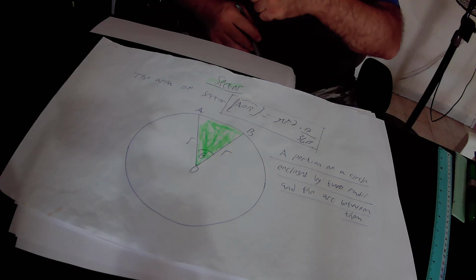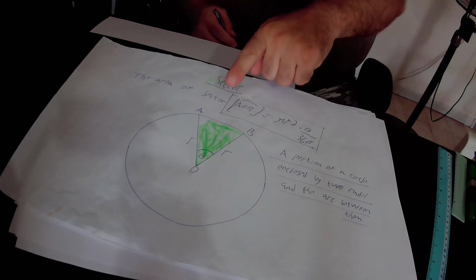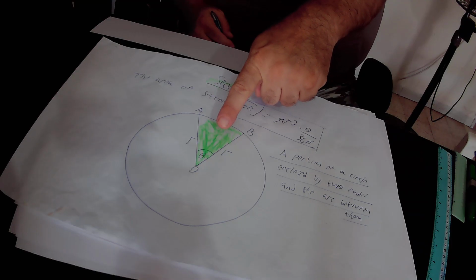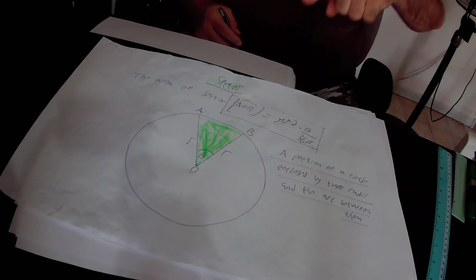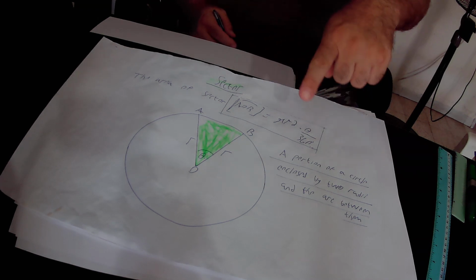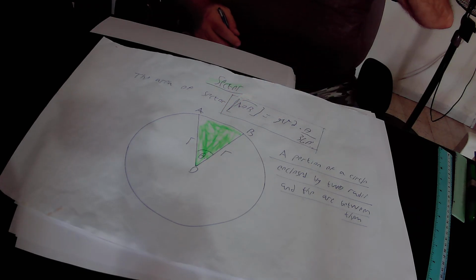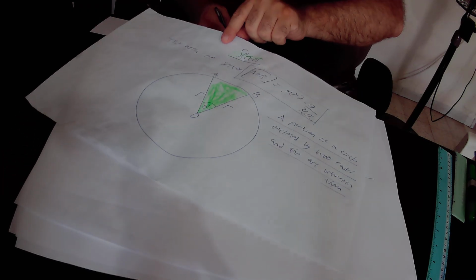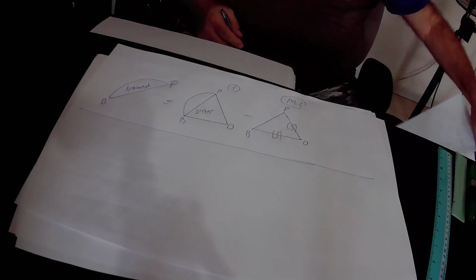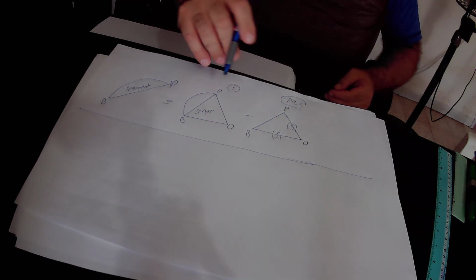The area of sector AOB equals the area of the circle, that is pi r squared, times the angle between the legs of the sector, that is theta, over 360 degrees. Repeat again, the area of the sector is equal to pi r squared, the area of the circle, times theta over 360 degrees. We use this formula to find the area of sector OBP.